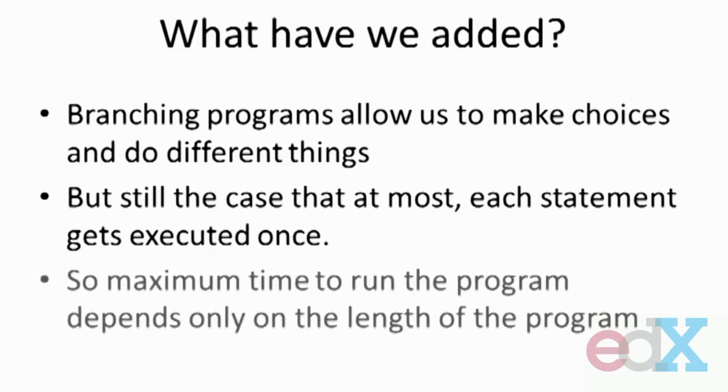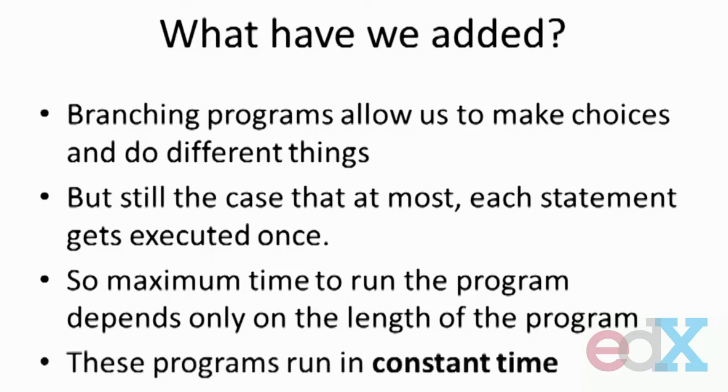And as a consequence, the maximum time to run a program like this depends only on the length of the program. We see that these programs, whether the straight line programs or simple branching programs, run in what we call constant time. The amount of time it takes depends just on the length of the program. These are still very simple programs, although we can now make some decisions on them. And in the next lecture, we're going to pick up on how we actually add one more piece to start getting more interesting elements to our programs. But nonetheless, you now have the ability to start writing simple programs to do computations for you.